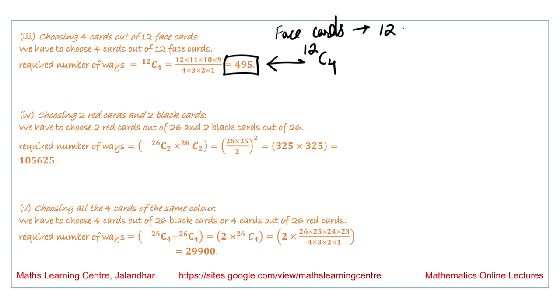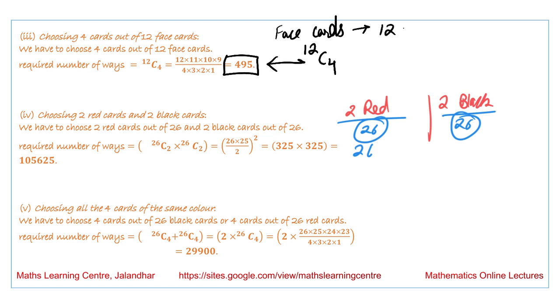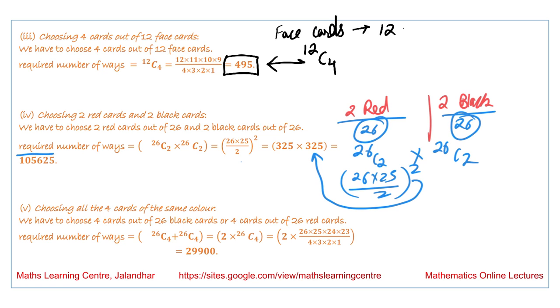Next case we have is that 2 cards are red and 2 cards are black. The number of red cards we have is 26, and the number of black cards we have is 26. So the answer we have is 26C2 into 26C2. So the value is 26C2, meaning 26 into 25 by 2, whole squared, and on solving this the answer we obtain is 105,625.